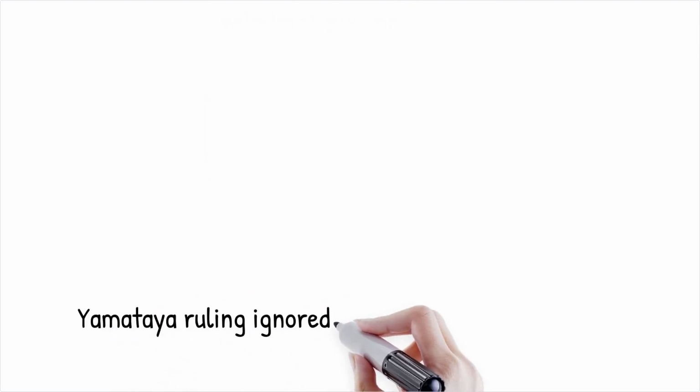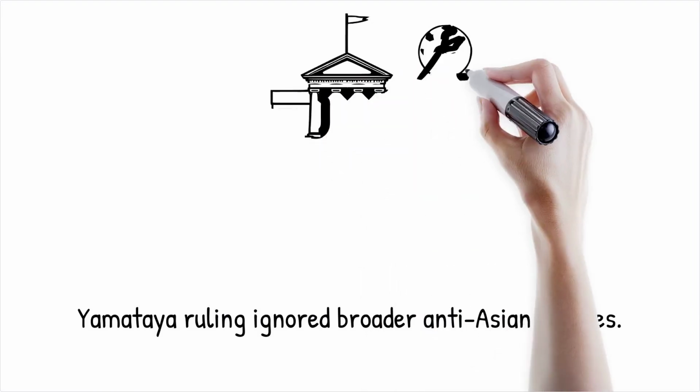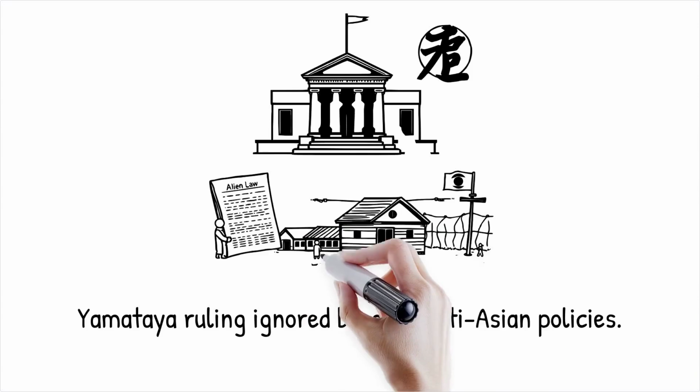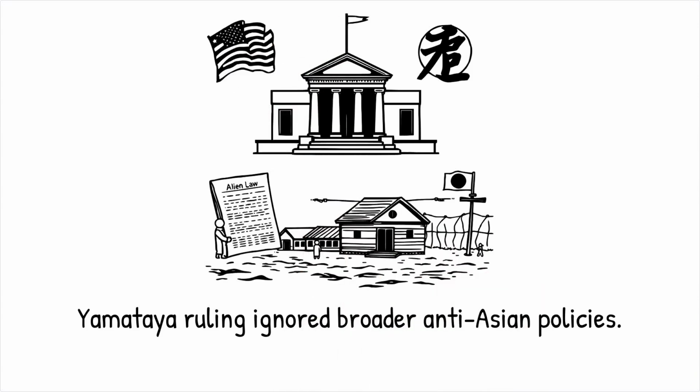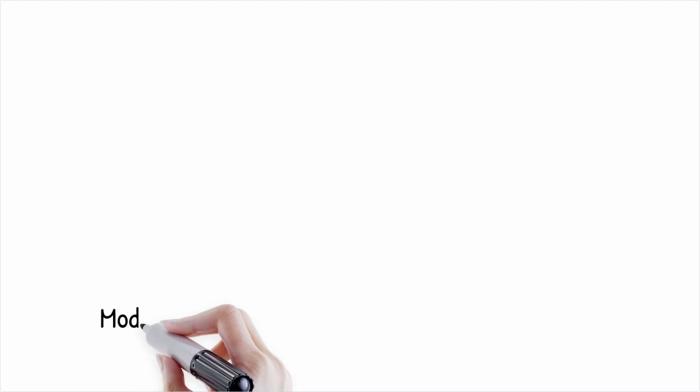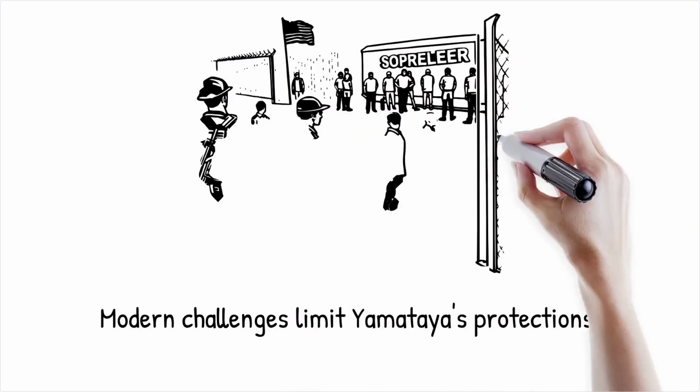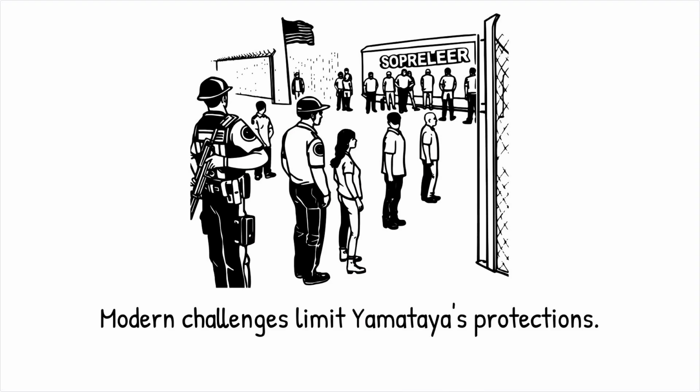Historical context. The ruling did not address broader anti-Asian policies, such as alien land laws or later Japanese internment during World War II, limiting its impact on systemic discrimination. Modern challenges. The case's protections are less effective in contexts like expedited removal or border detentions, where due process is curtailed. Additionally, the lack of a right to appointed counsel in immigration proceedings remains a significant gap.